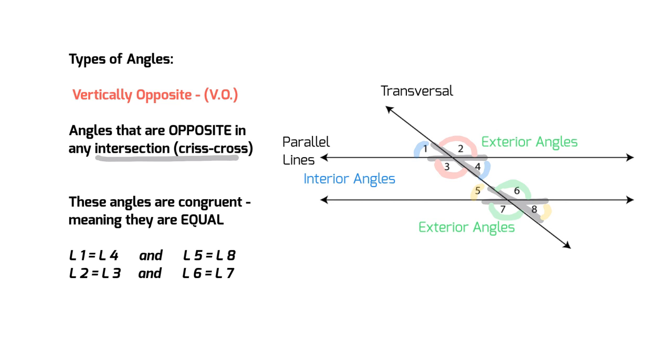So anytime we have a crisscross or an intersection, the angles that are opposite each other are going to be congruent or equal. So these are going to equal each other.